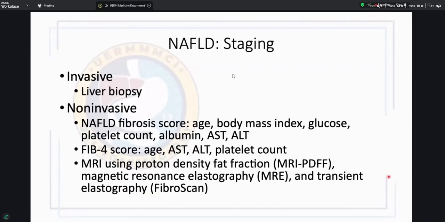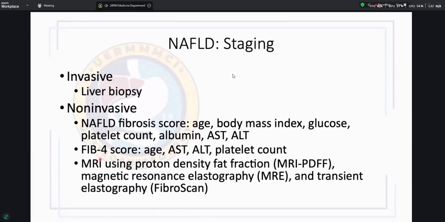Equally important is how to check for fibrosis because it is at this stage that we can still reverse the condition. The NAFLD fibrosis score and the FIB-4 score are two of the most commonly employed non-invasive tests to assess severity of hepatic fibrosis, and these can be calculated from a few readily available clinical variables. For NAFLD fibrosis score, you have age, BMI, glucose, platelet count, albumin, AST, and ALT.